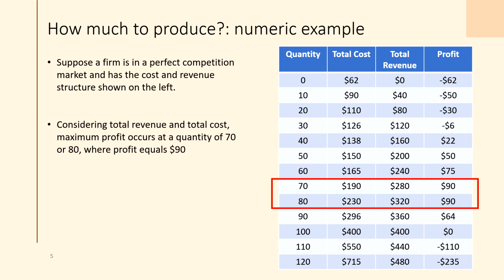Now let's take a look at the table. Profit is calculated as total revenue minus total cost. At low levels of output, profit is negative, indicating losses. As output increases, profit becomes positive and continues to grow. At quantities of 70 and 80, profit reaches its maximum value of $90. After that, profit decreases as costs increase more rapidly. This confirms that the firm should produce around 70 or 80 units to maximize profit.